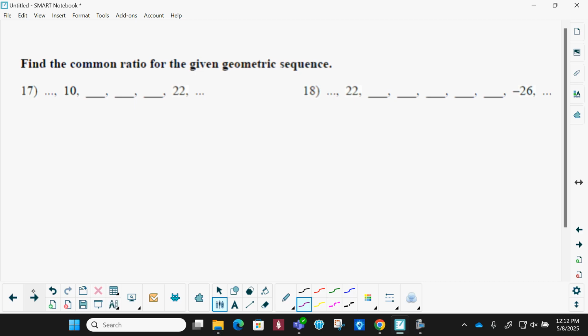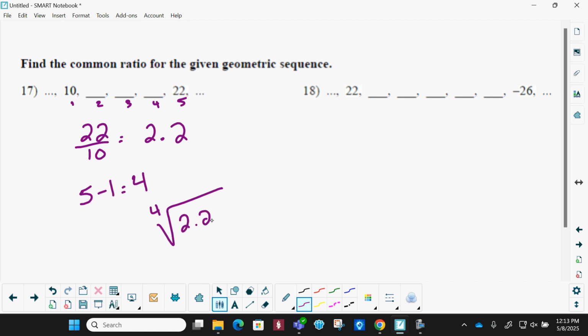Common ratio. You're going to take the second number, divide by the first. So 22 divided by 10, and I get 2.2. Okay, so I'm going to call this sequence 1, 2, 3, 4, and 5. So we're going to do 5 minus 1, which is 4. So now you're going to take the 4th root of 2.2, and I get 1.2.